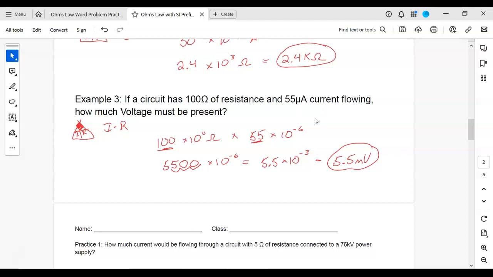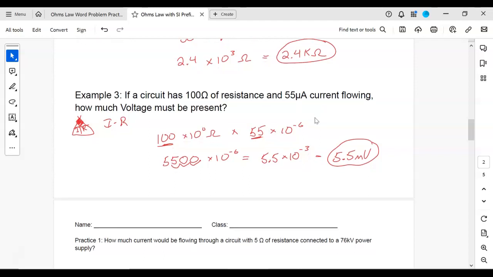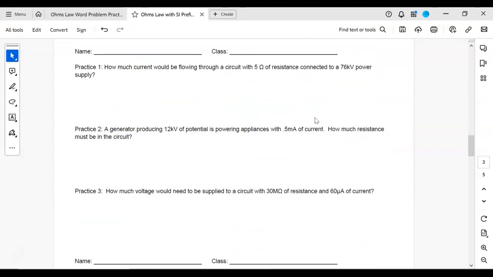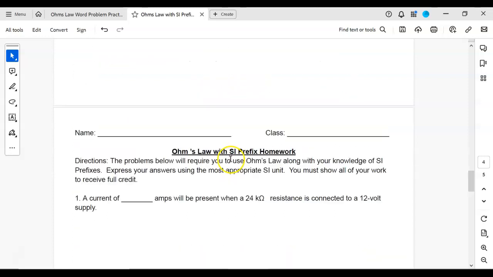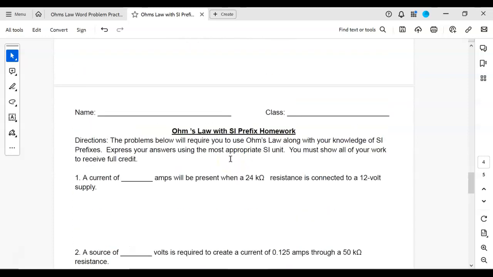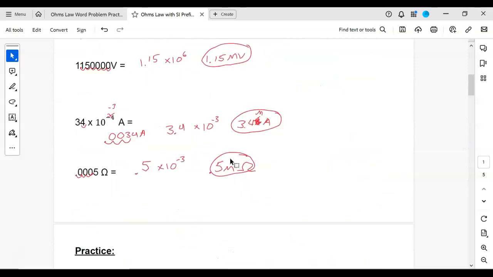Okay, so once you finish these notes here, then you're going to go ahead and get the practice from Mr. M, and once you've done this practice, hopefully you get this all correct on the first time, you show Mr. M, he'll check it, and then you will have the homework. Good luck, have fun, Ohm's Law.